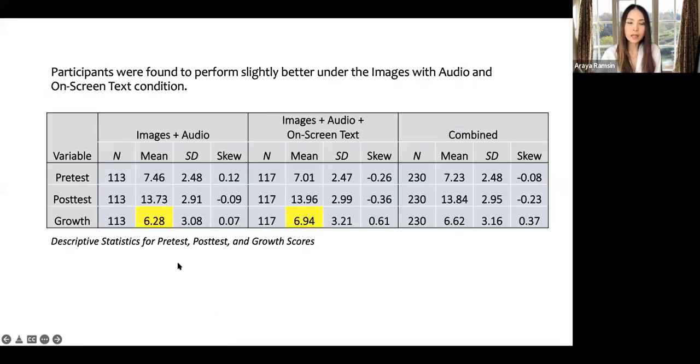Okay, so here's the table. Like I said, the two groups are not statistically significantly different from one another, but you can see here if you look at the mean scores. This one is for the images and audio group, and this one is for the images with audio and on-screen text group. You can see that the mean in this group is a little bit higher than this group. Just a little bit. So that's why it's not significant.